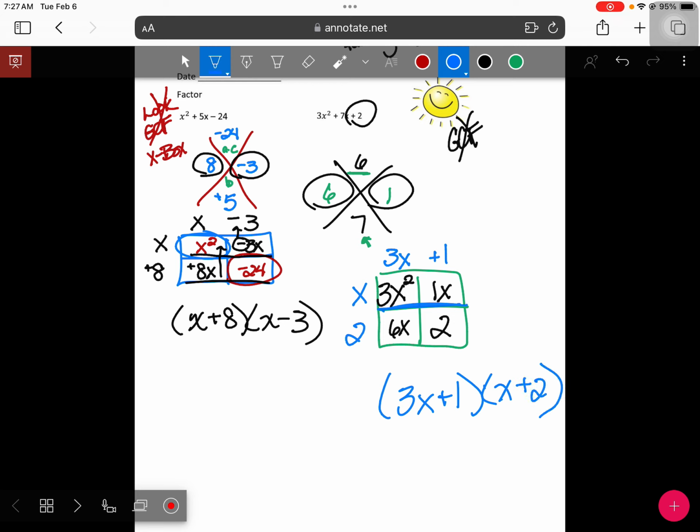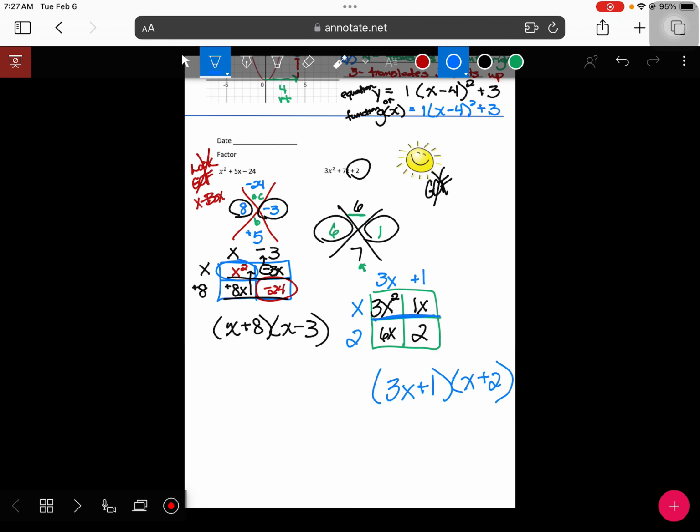Anybody have that for the second one? Okay, 4. 4's terrible, but hey, we're still working on it. We just haven't learned it yet. Any questions on this? Okay, terrible is maybe a strong word. We just haven't learned it yet. Okay, put that to the side.